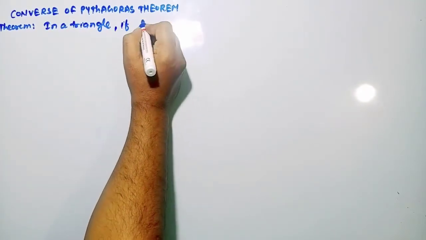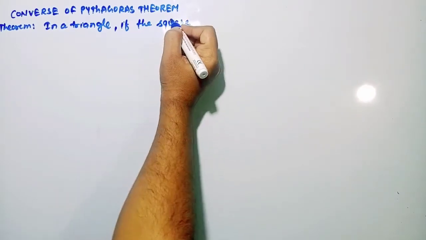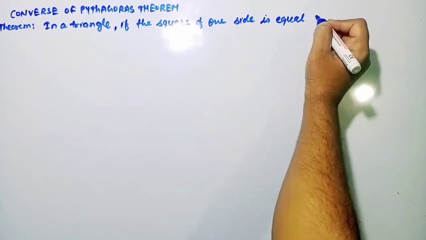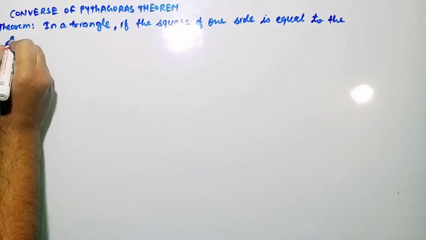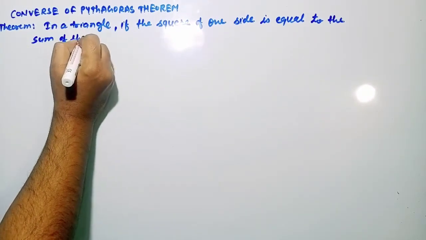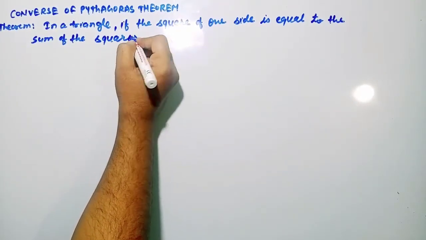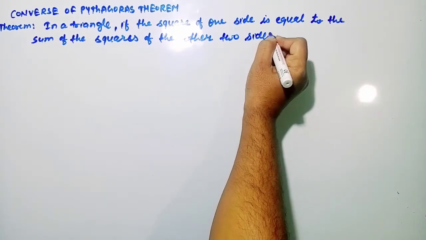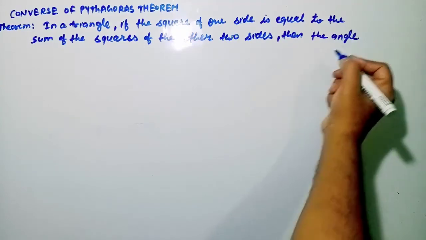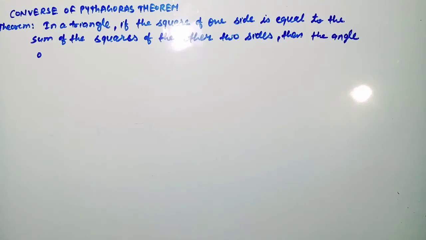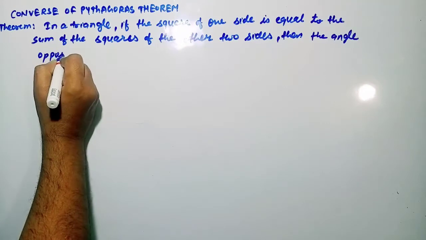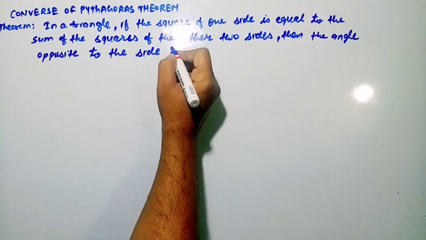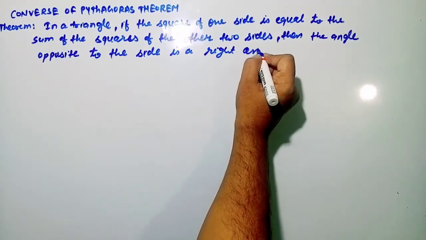In a triangle, if the square of one side is equal to the sum of squares of the other two sides, then the angle opposite to that side is a right angle.